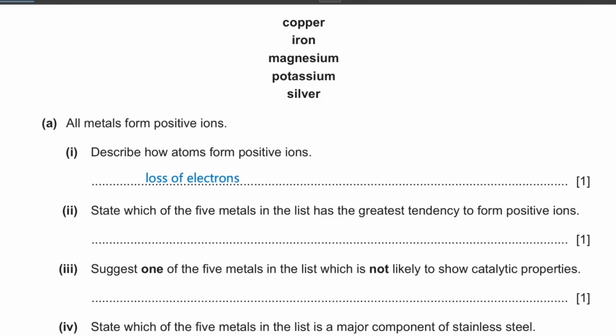Remember the theory of atomic particles. Proton is positively charged, electron is negatively charged. For a neutral atom, the number of electrons and protons is equal. But when they lose electrons, the number of protons will become more. So therefore, they become positively charged. Next, state which of the 5 metals in the list has the greatest tendency to form a positive ion. In other words, which one is the most reactive? Which one will easily lose an electron? The answer is potassium. And the reason is simple. Potassium is in group 1, and group 1 metals are the most reactive metals.